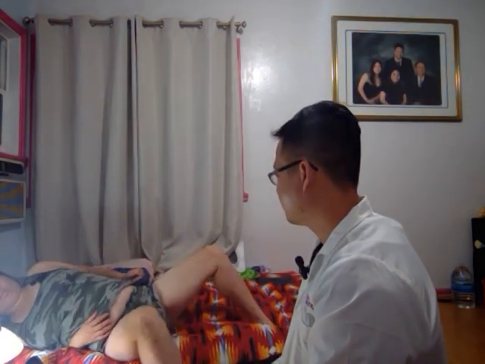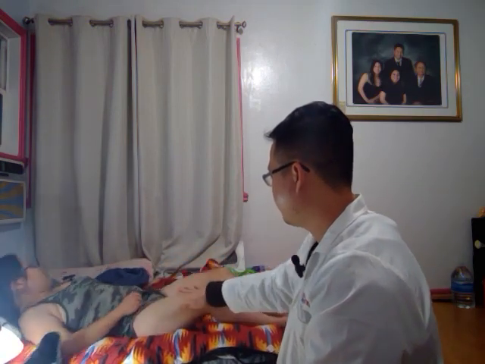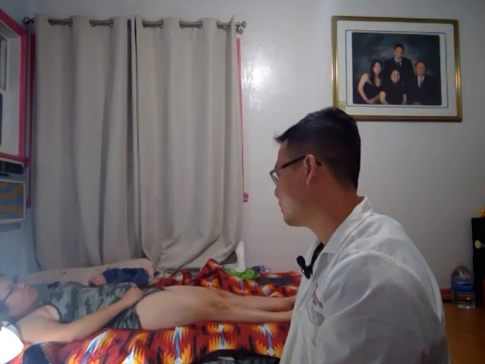Can you lie down on the bed? So we're going to assess the hip. For the hip, we do inspection again. We don't see any abnormal finding, like one leg up and one leg down, deformity of the bone, or lesion or nodule on the hip.